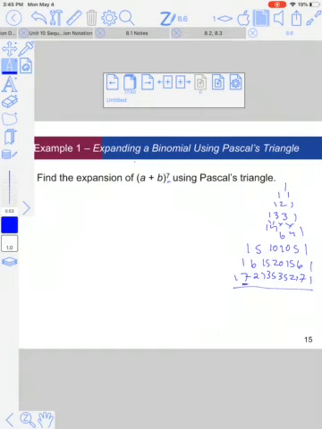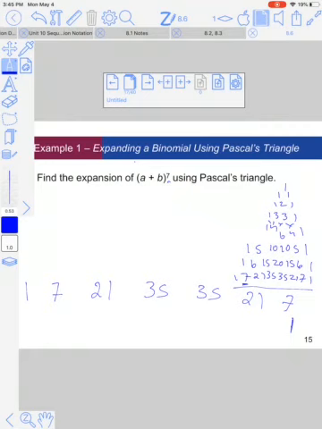So there's our coefficients. 1, give yourself some space. 7, a little bit of space. 21, a little bit of space. 35, a little bit of space. 35, a little bit of space. 21, a little bit of space. 7, a little bit of space. And 1. In fact, I'm going to put that 1 down here, just so I don't run out of room.